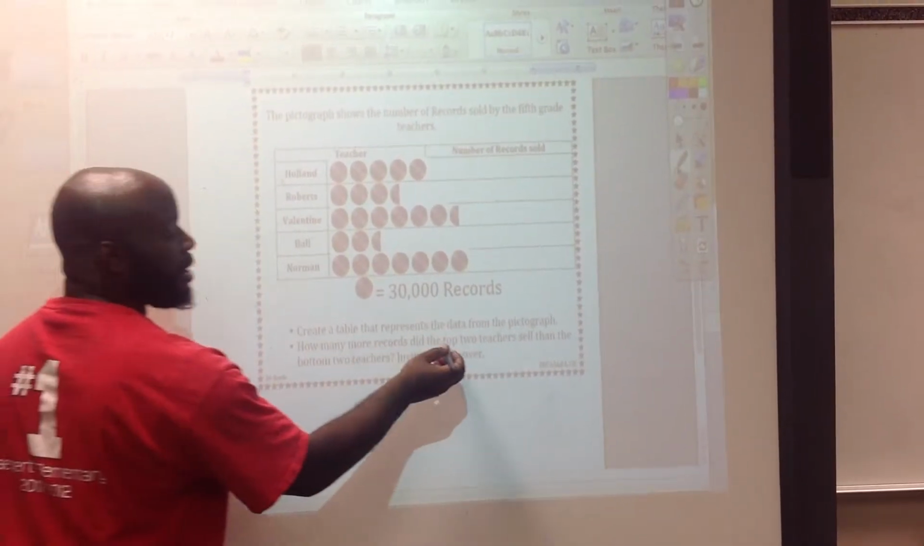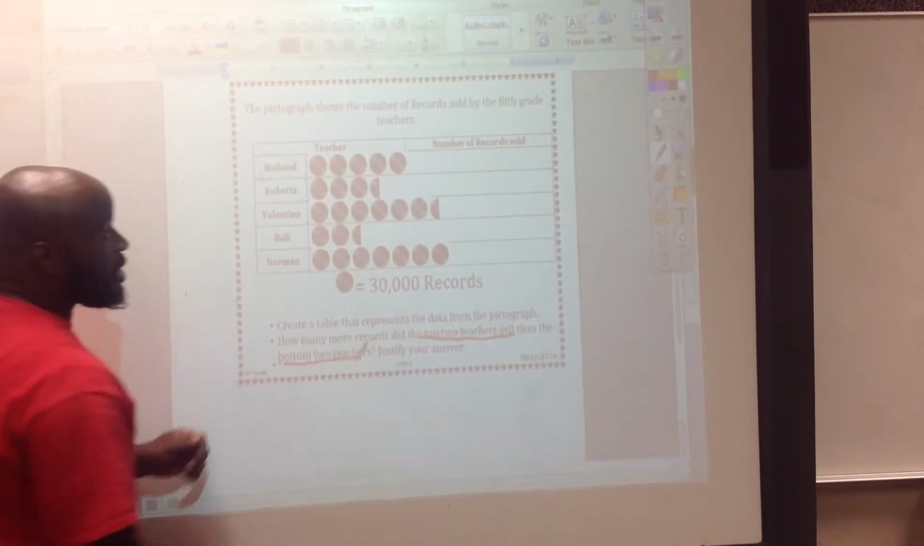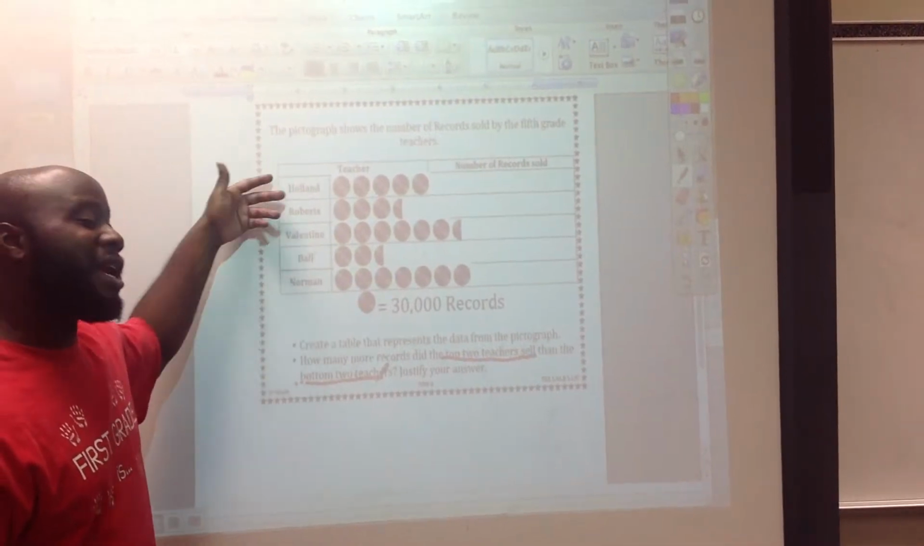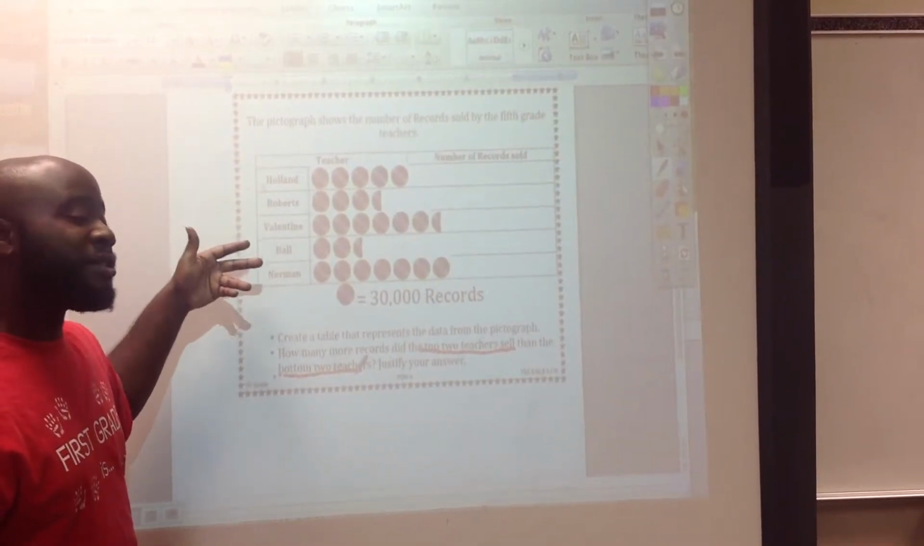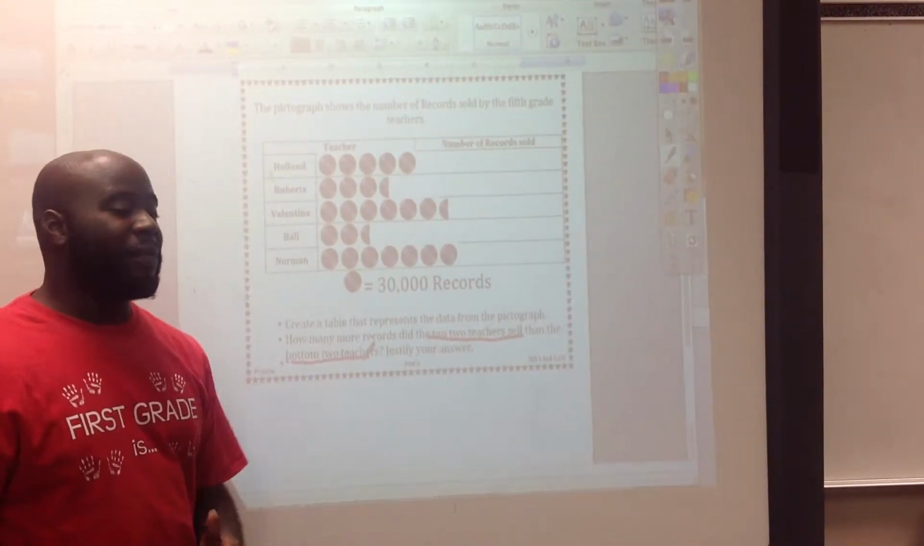Now I have to make sure I understand what this is exactly asking. It's not asking for the top two teachers in alignment here, but the top two teachers in the form of sales, as in the top two teachers who sold the most compared to the bottom two teachers who sold the least. Okay? So let's go through here and interpret our data that we have here.